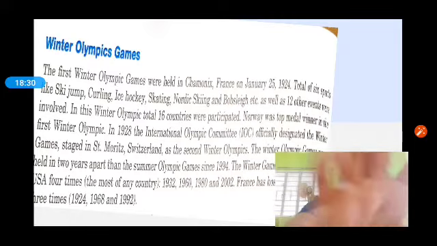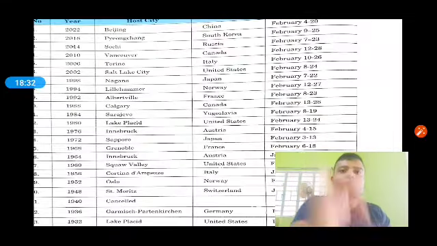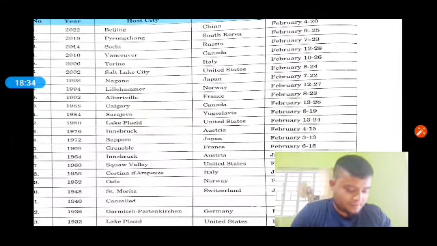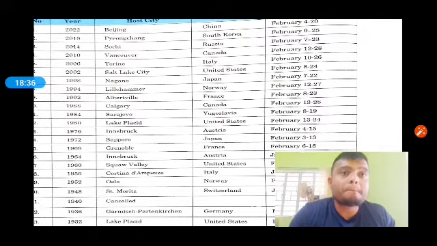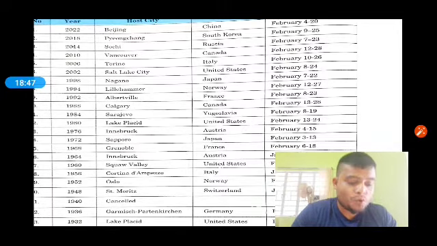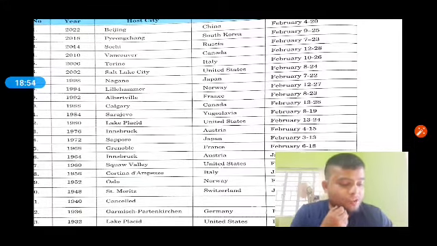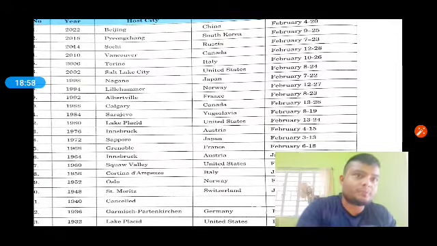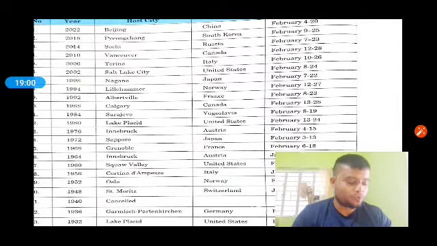And now there is a list where you can see which countries have hosted the Olympic Games, and in 2022 Beijing, China will also be hosting the Olympic Games, and last time it was hosted by South Korea, before that Russia, and the host city names are also given to you.